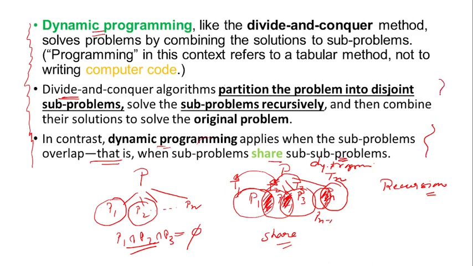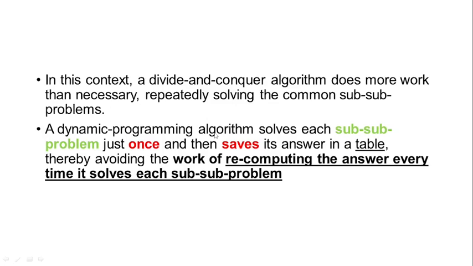So when anyone asks you what is the difference between dynamic programming and divide and conquer, you have to tell that although both use the recursive method, if you remember divide and conquer, we have discussed Karatsuba matrix multiplication. That also you solve recursively, but the subproblems are not shareable, whereas in dynamic programming they are shareable. This is the basic difference.